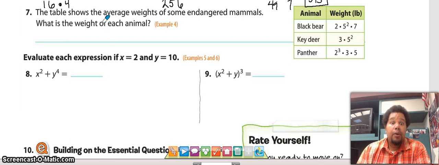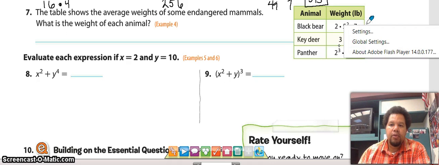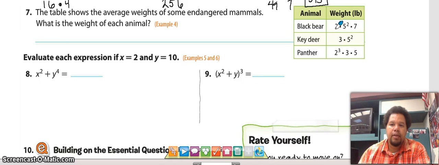All right, so now we have a word problem. We're also looking at this chart over here, or this table. It says the table shows the average weights of some endangered mammals. What is the weight of each animal? So if we want to deal with the black bear, we have to actually multiply this out, just like we've done before. So we're going to multiply this out.